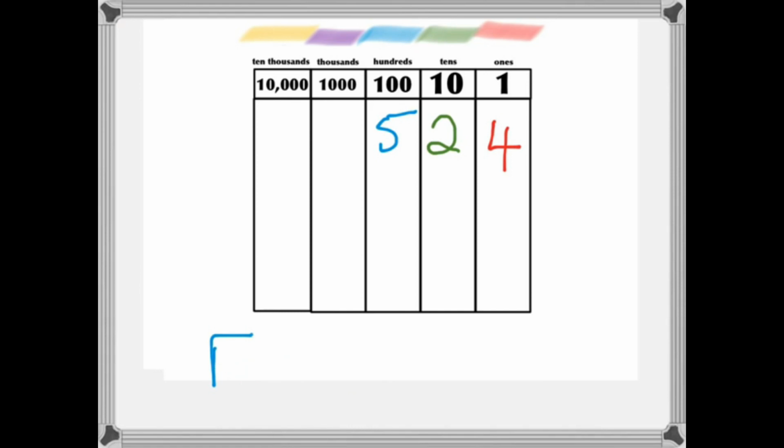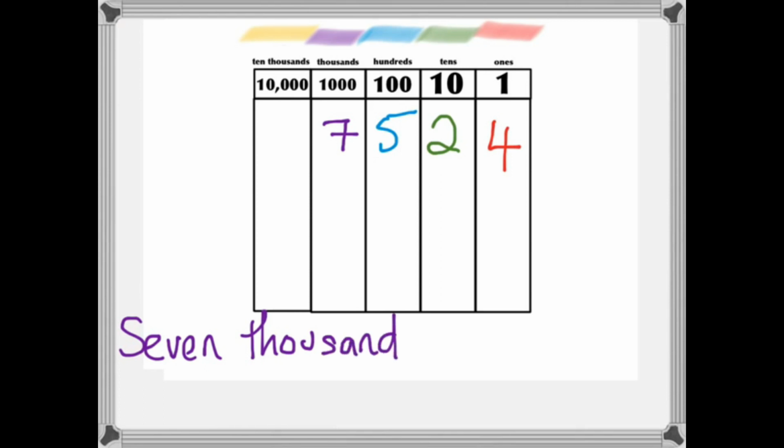Now we're going to put something in our thousands column. Let's go for a purple in the thousands column. How many thousands do we have? Let's have 7 thousands. In the same way that we said 524, we're now at the start going to say 7,000. You'll notice we're reading from the left. We've got 7,000, but we've also got 500, so we can say 7,500.